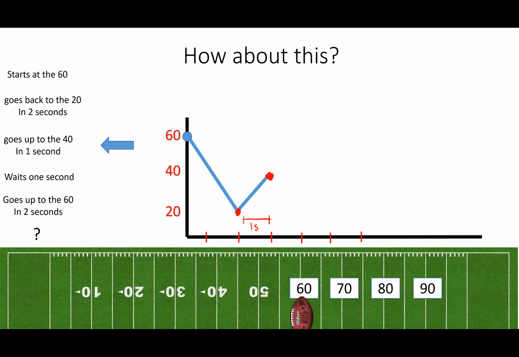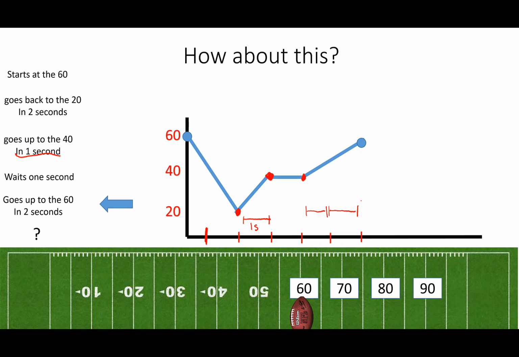So that's a 1 second gap. It's not actually at the 1 second. This was 1 second. So in 1 second means that there was a 1 second gap in between those points. Then it waits a second. So after 1 second, it's in the same place. Then it goes back to the 60 in 2 seconds. So I say 1 second, 2 seconds, and it's back up at the 60. So you connect that line there.